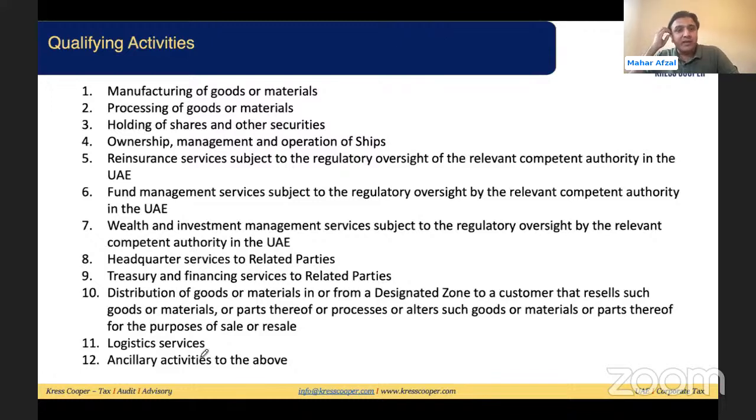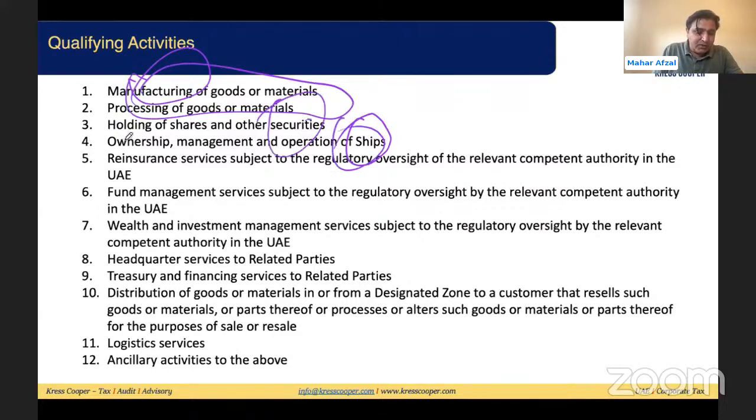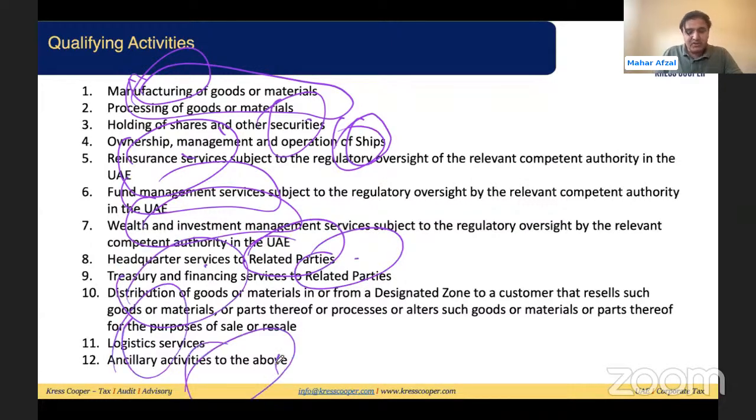These are the qualifying activities, but the law says they must not be excluded activities. None of these activities is a qualifying activity for the real estate business. The qualifying activities are manufacturing and processing of goods and materials, holding of shares and other securities, and the ownership, management, and operation of ships. So basically, the first two are manufacturing, then ships, holding securities, insurance services, reinsurance services, fund management services, wealth management services, financing related party transactions, distribution, logistics services, and any ancillary services.